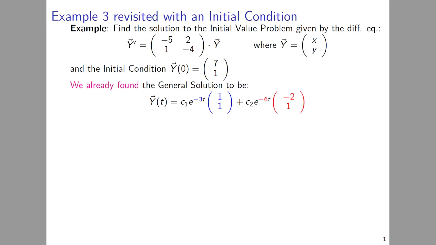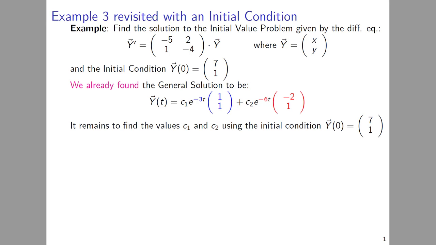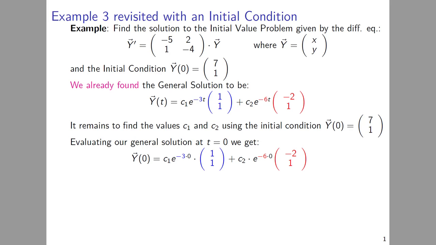To find the solution to the initial value problem, it remains to find the values c1 and c2 using the initial condition that y(0) = (7, 1). To use this piece of information about y at 0, we will evaluate our general solution at t equals 0, to get y(0) = c1 e^(-3·0) (1, 1) + c2 e^(-6·0) (-2, 1). On the other hand, we know from our initial condition that y(0) is (7, 1).